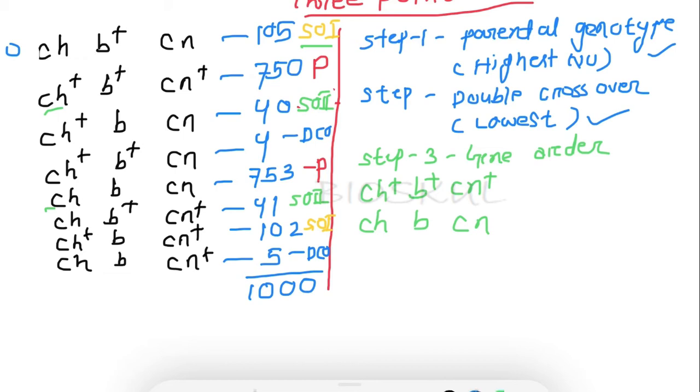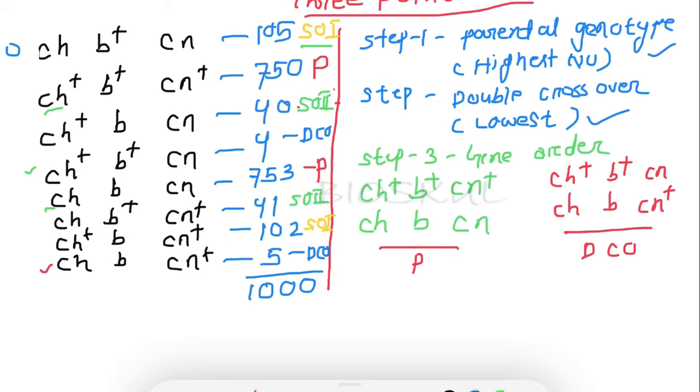Then double crossover means the lowest number, so this one, that is CH plus B plus CN, and the other one is CH B CN plus. So this is the parental genotype and this one is the double crossover, right? Now we will compare the genotype of the parent with the double crossover to determine the middle gene.